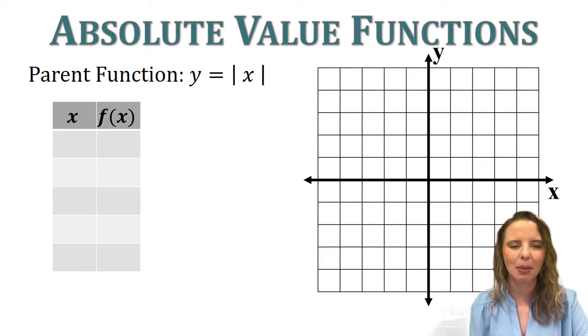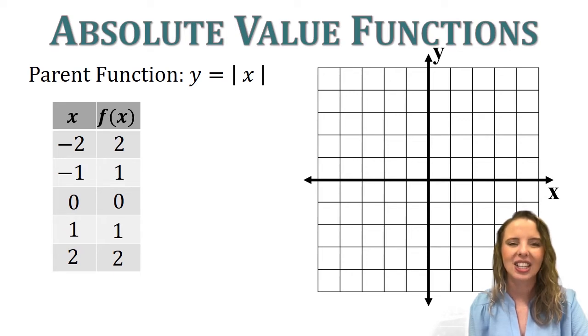We need to create a table of values so that we can determine what the graph looks like. The absolute value of -2 is 2. The absolute value of -1 is 1. The absolute value of 0 is 0. The absolute value of 1 is 1. The absolute value of 2 is 2. Because remember, absolute value is your distance from 0. We can't take a negative amount of steps, so none of our absolute values should ever be negative. They will always be positive.